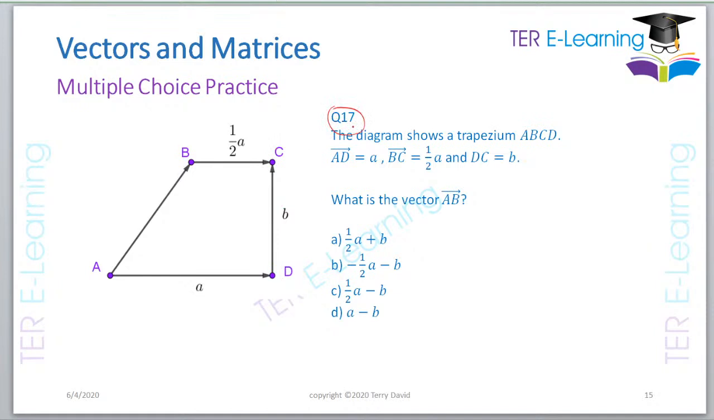Let's look at question 17. We have the same diagram again, but what I want you to work out is the vector AB. So question 17. Alright, so sorry about that mistake. I made a typo there. So question 17. Same diagram again, but I want you to work out the vector AB. Question 17.